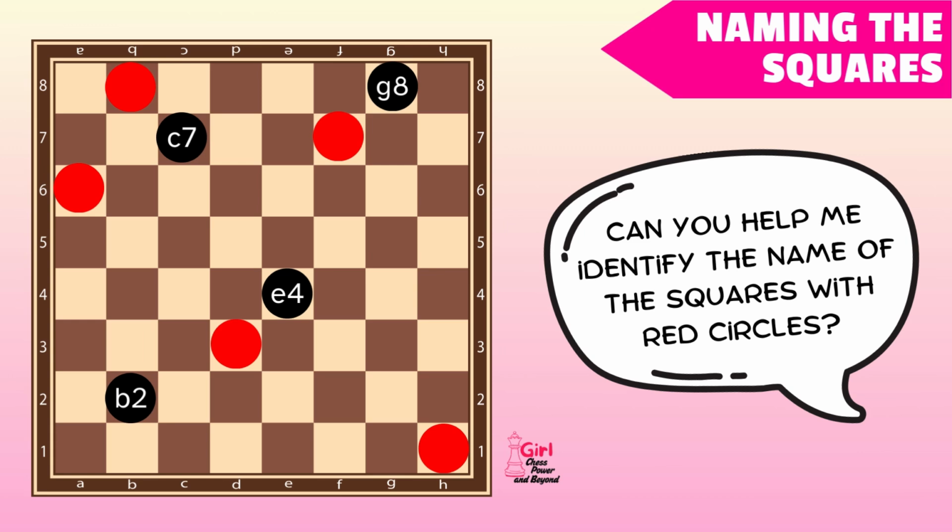Now, your task is to help me identify the other name of the squares, the one with the red circles. You can now pause the video for you to figure those out. It would be better if you can write it down and remember the names of the squares.